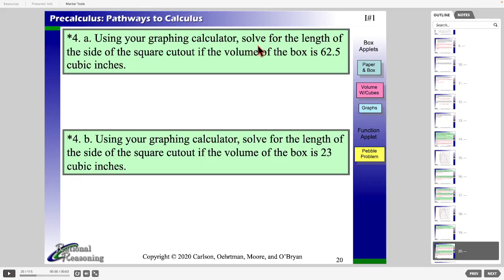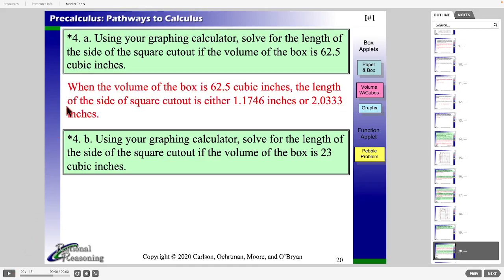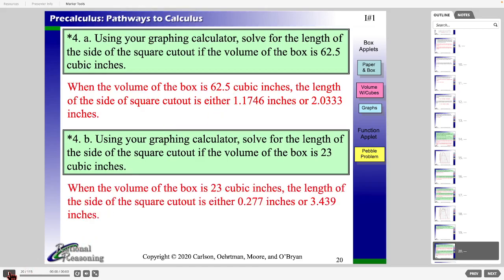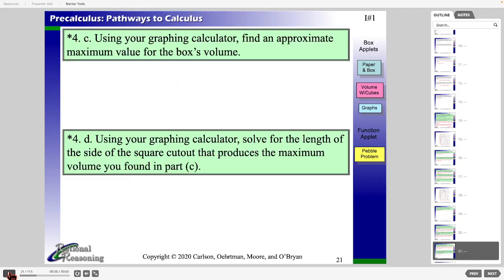So using the calculator, you can solve for the length of the side of the square cut out if the volume of the box is 62.5. So what you're doing is you could put in a horizontal line at 62.5, and then you'd find that you can do a cutout of either 1.1 or 2, that both of those yield a volume of 62.5. And then using the calculator, we can do it for other values as well.